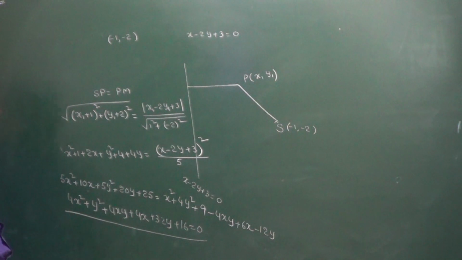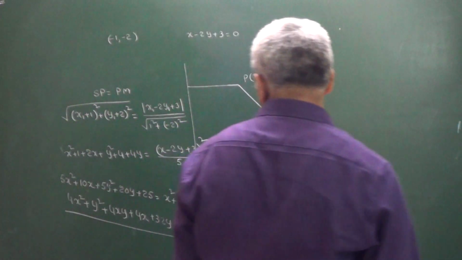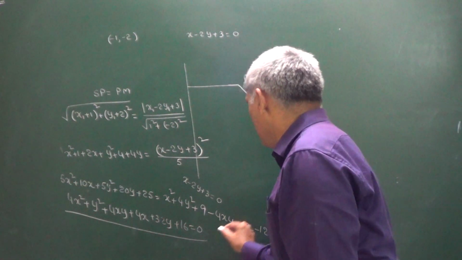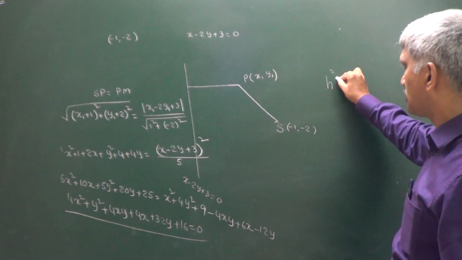That is the equation of the parabola, right? You can check here. So we are getting h square. What is h square?